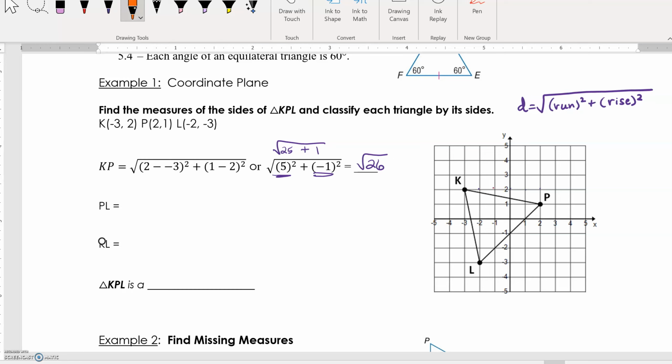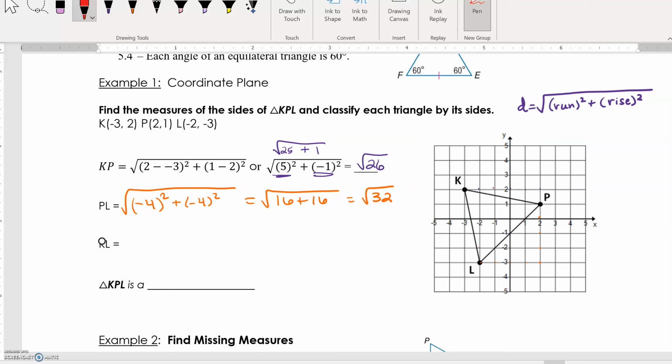Then we can do the next one from P to L. We have 1, 2, 3, 4 going down, and 1, 2, 3, 4 going left. But again, it doesn't matter if you square a negative or a positive, because you're going to end up with two positives, 16 plus 16, which gives us the square root of 32. So right there we know it's not equilateral. Now we just need to check the final side to see if maybe it's isosceles.